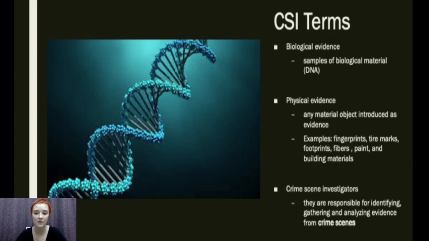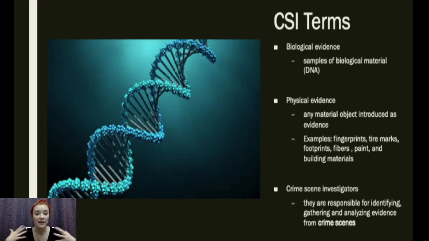So let's talk about the difference between them. So biological evidence is going to be samples of biological material. More often than not, it's going to be DNA. So we find DNA in different ways. We can find it in strands of hair, we can find it in blood, we can find it in saliva samples and other samples. And it doesn't just have to be human, it could also be animal or anything that has DNA. We can obviously test its DNA. So that's going to be biological evidence.